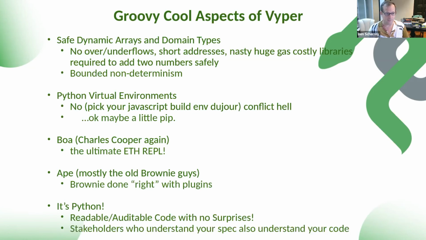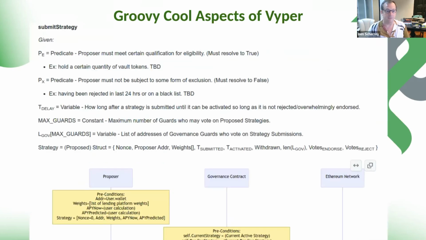And I'll show you what I'm talking about, right? You can get stakeholders who understand the specification of your code to actually understand the code as well. So let's take a look at how we design a piece of a contract. So we have a specification.